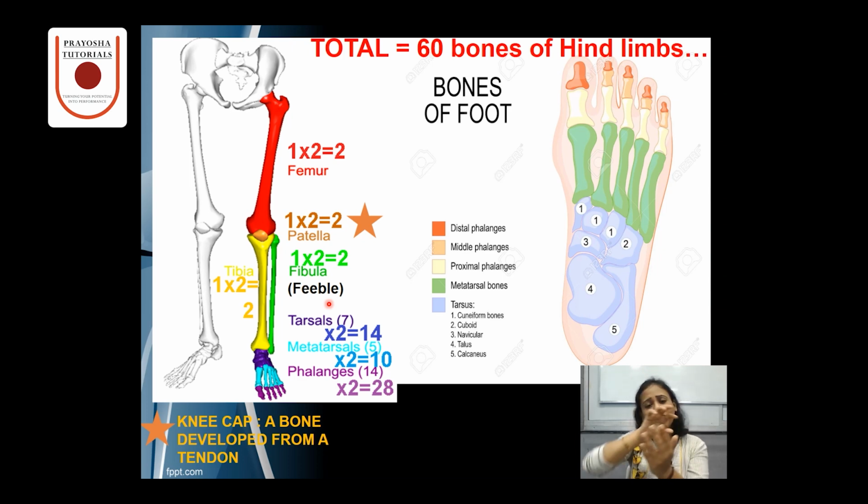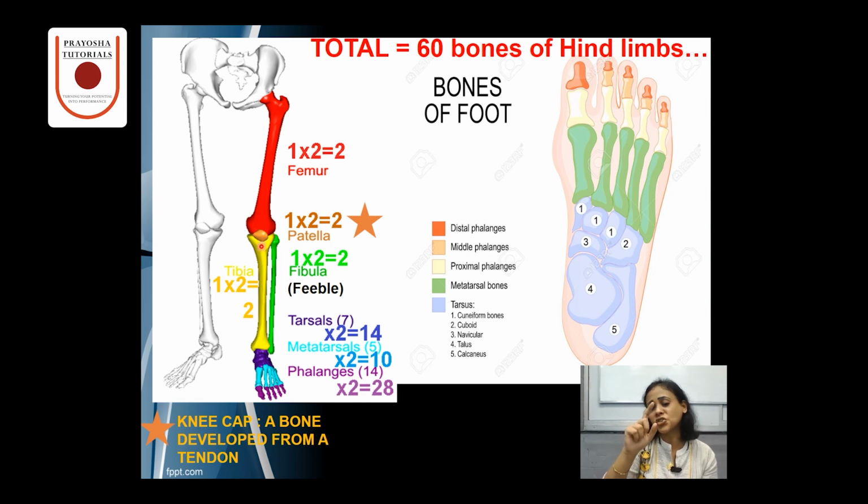Now below the tibia we have the ankle bones, which are your tarsals. Now in the hand we had 8 carpals, but in the ankle we have 7 tarsals. But that additional one bone which is missing here in the 7 is covered up or made up by the patella.